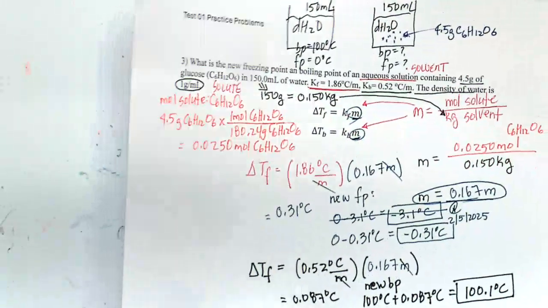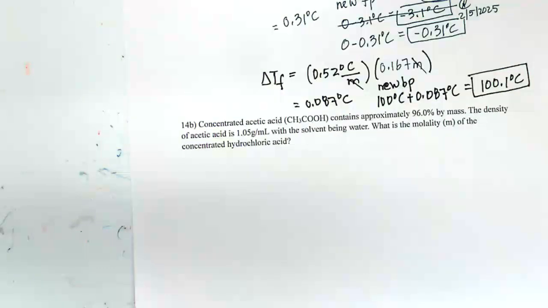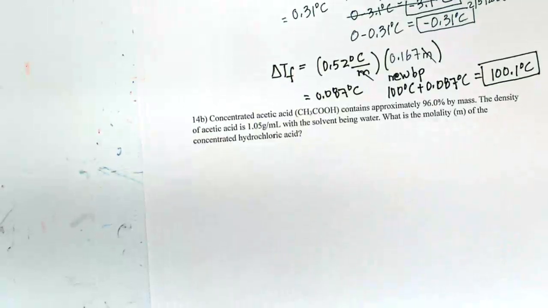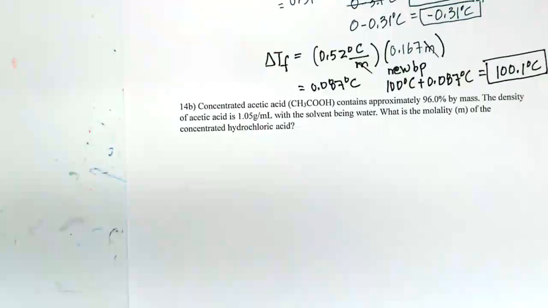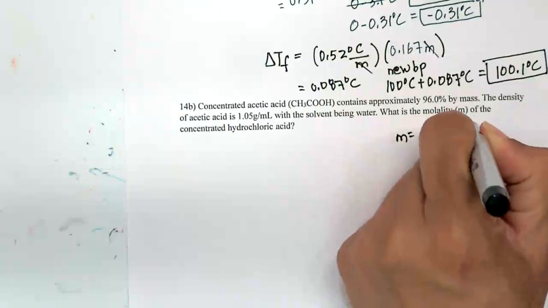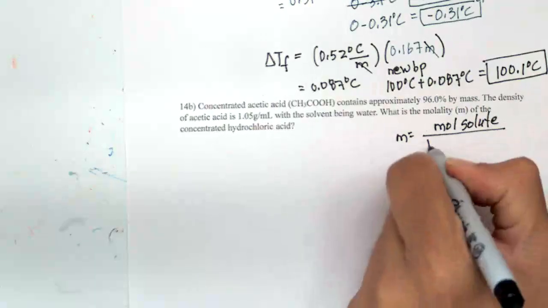All right, so a question like this on the test. Let's do one more. Here it says concentrated acetic acid contains approximately 96% by mass acetic acid. The density of acetic acid is 1.05 grams per mL. And what is the molality? As we mentioned before, molality is moles of solute over kilograms of solvent.